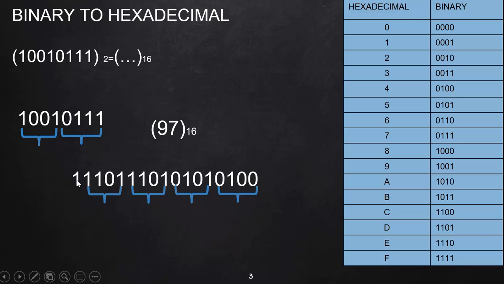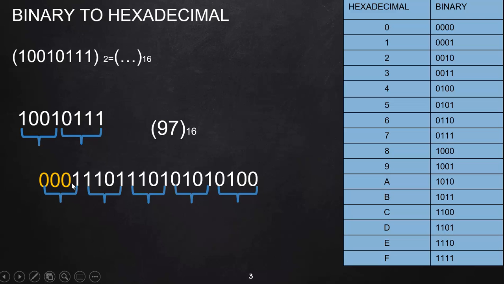But here we have a problem, that is only 1 bit is left. So in that case we can append 3 zeros to the left hand. Now we can make a full group here. Right? If necessary bits are not available in the left hand, then we can append the required number of zeros and make a full group like this.